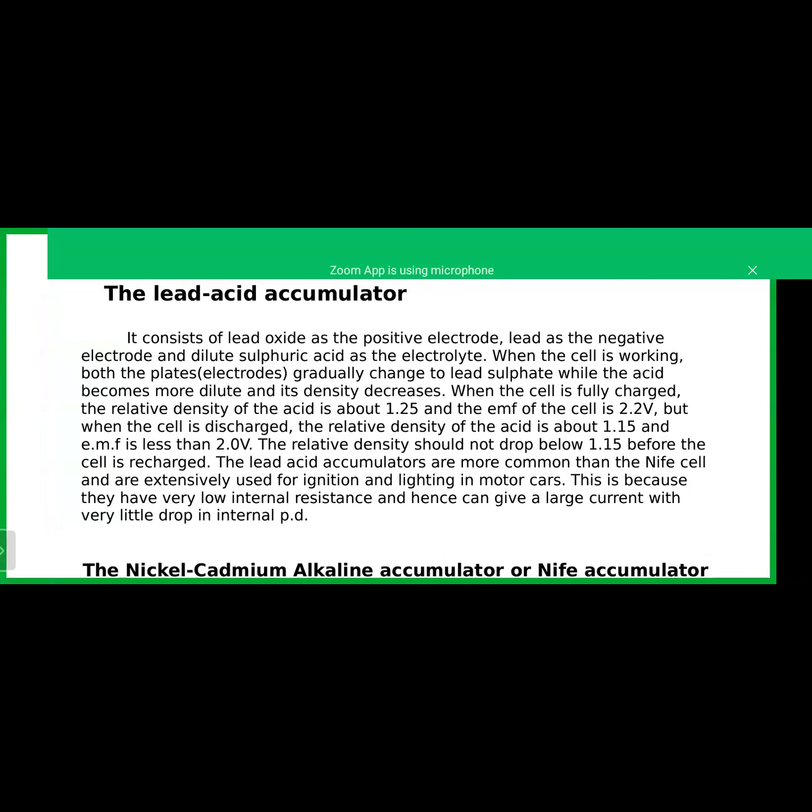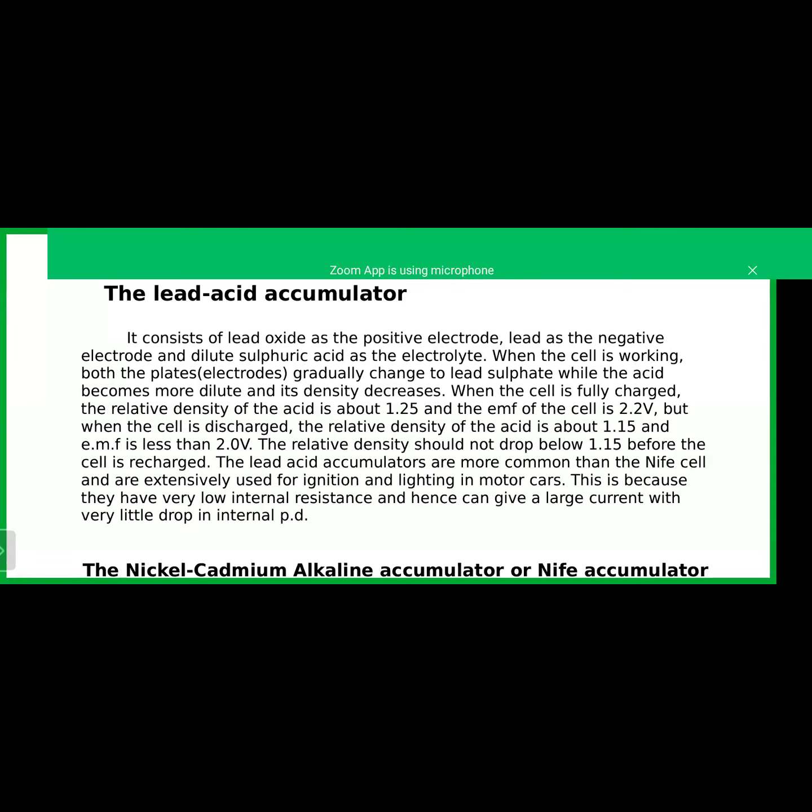When the cell is fully charged, the relative density of the acid is about 1.25 and the EMF of the cell is 2.2 V, which is the voltage. But when the cell is discharged, the relative density of the acid is about 1.15 and the EMF is less than 2.0 V. The relative density should not drop below 1.15 before the cell is recharged.